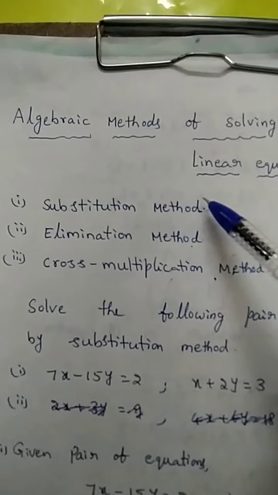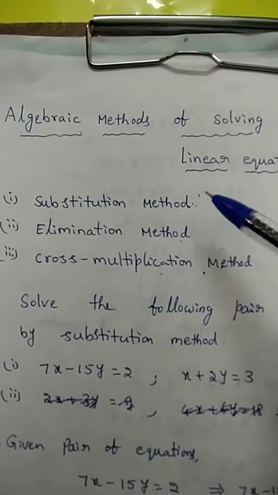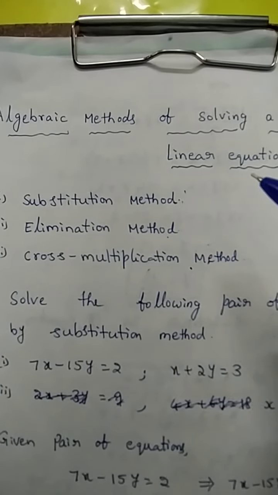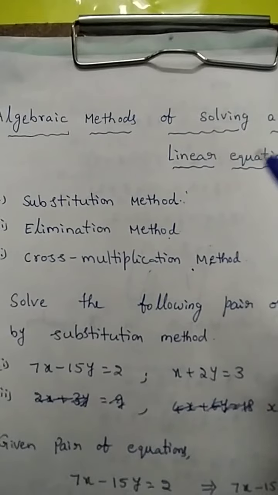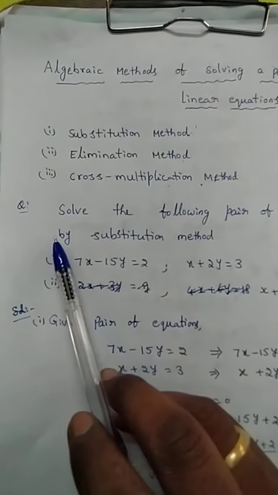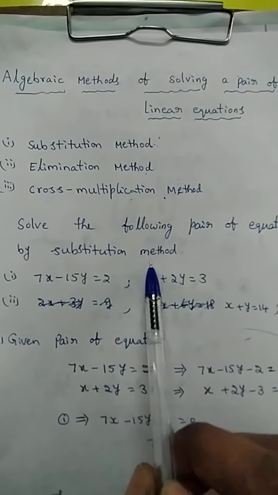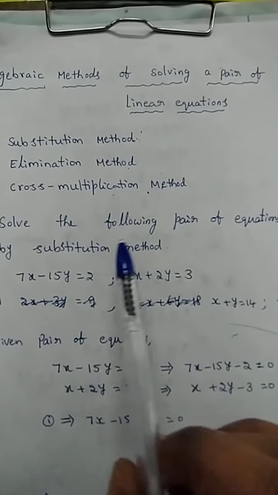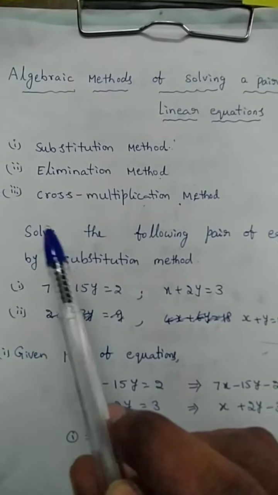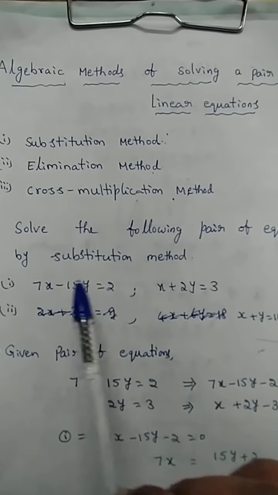Okay, so coming to the substitution method. How can we use the substitution method to find the solution to the given pair of equations? Now we are discussing that with some examples. The first example: solve the pair of linear equations by the substitution method. Solve means find the solution, find the values of x and y, the variable values in that pair of linear equations by the substitution method.